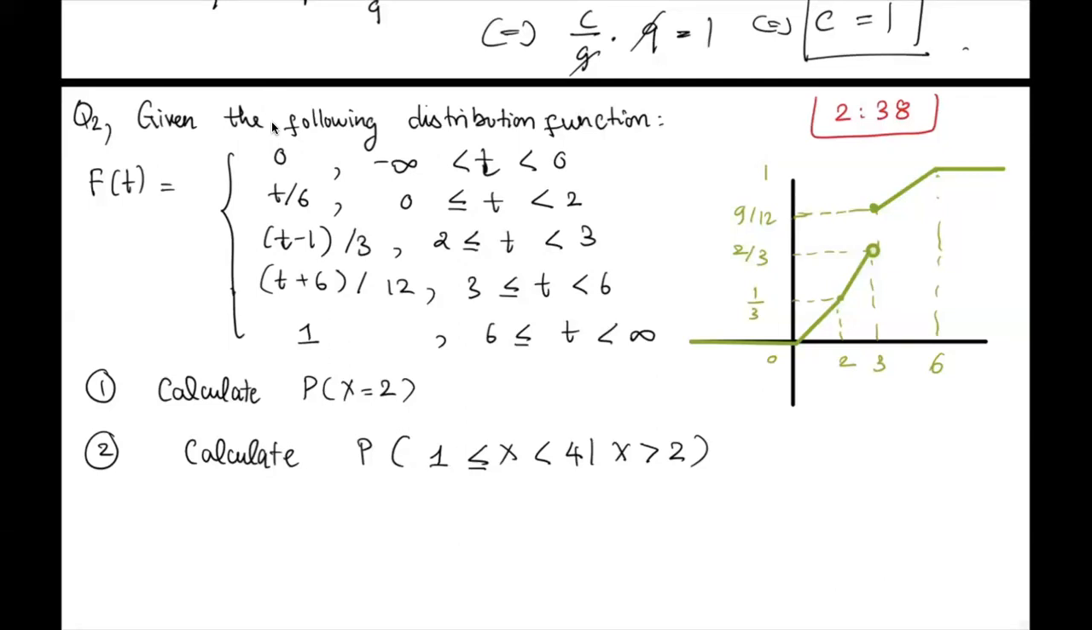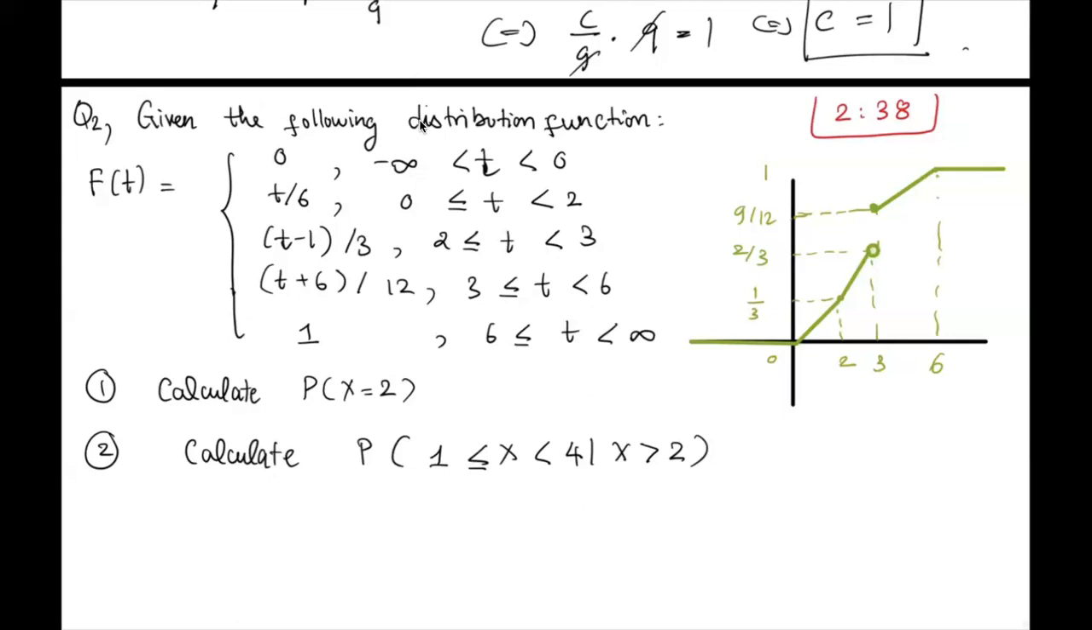Okay, so for the first part, we want to calculate the probability that x equals 2. One common mistake that students make is they calculate F of 2. They just plug 2 in here and calculate it. That is incorrect. Why is that? Because F of 2 means the probability that x is less than or equal to 2. It doesn't mean x equal to 2.